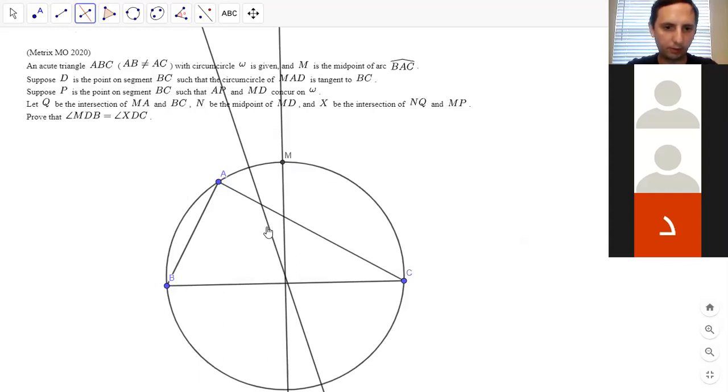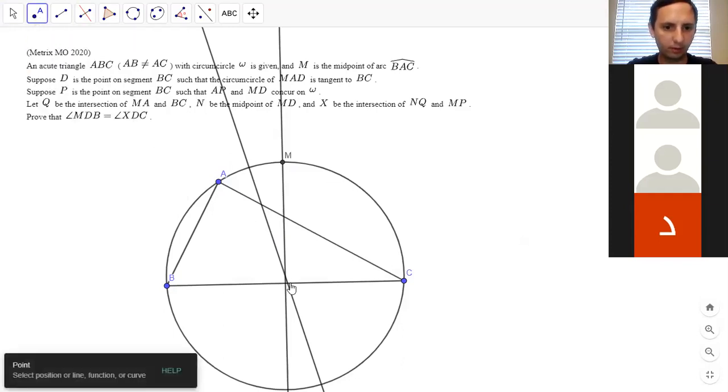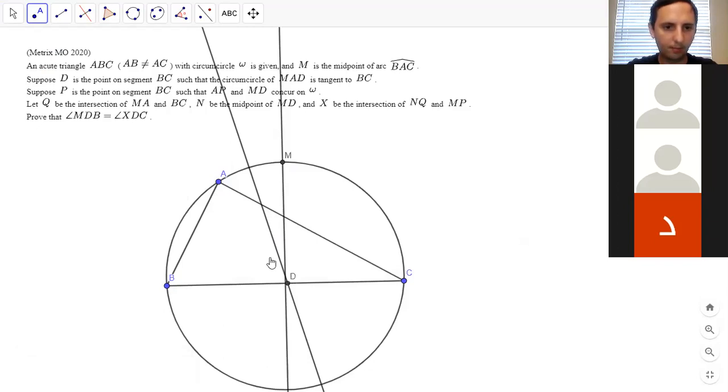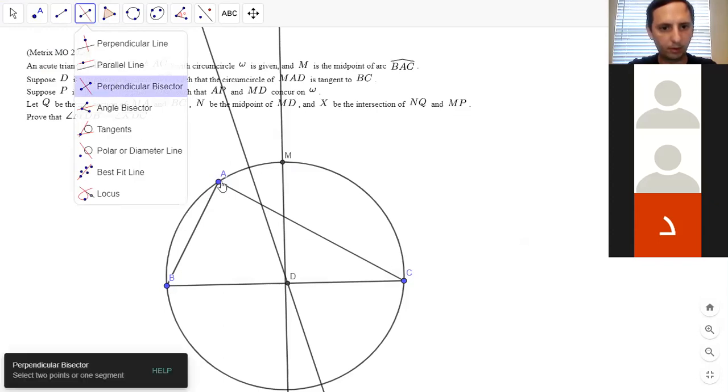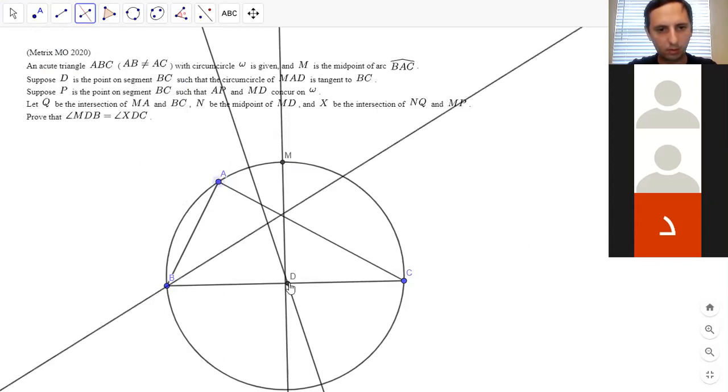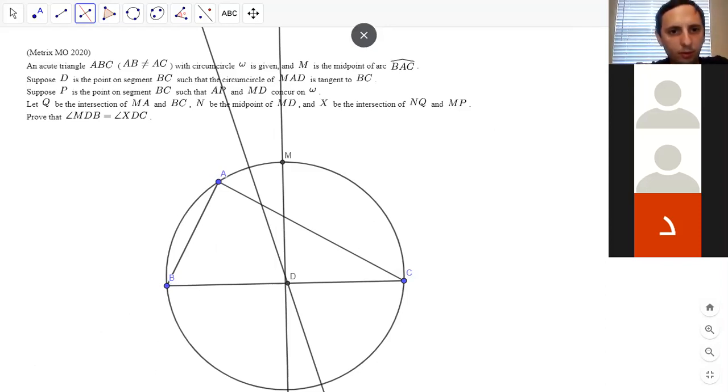Okay, so we want it to be tangent to BC. So basically, I'm going to draw this point here. I think I want to draw, I'm not sure if it's even right, but right, so I want the circumcircle of MAD to be tangent to BC. How would I do that?